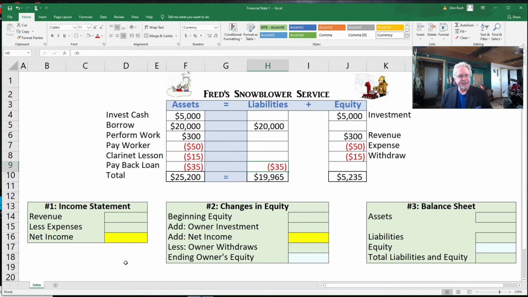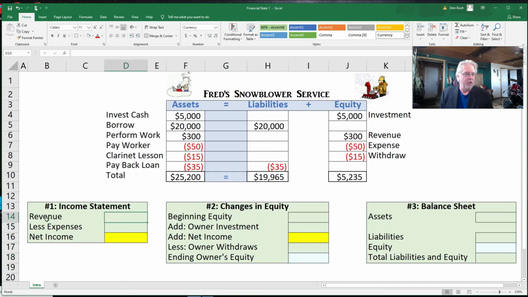Also what I did too is I highlighted net income here in yellow, and over here in changes in equity, I highlighted in yellow. And the reason why is this net income number is going to get transferred over here to changes in equity. I highlighted in light blue ending owner's equity, and that number is important because it's going to get transferred over here to the balance sheet. And that is why you have to do these statements in order. It doesn't work if you don't do them in order.